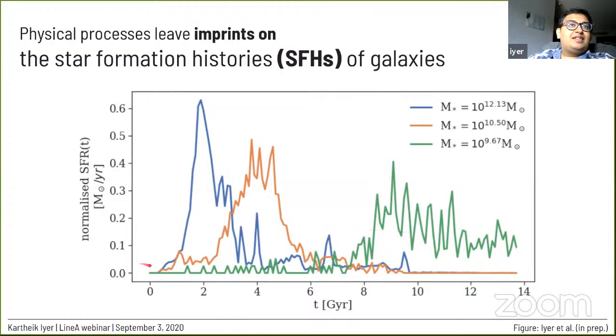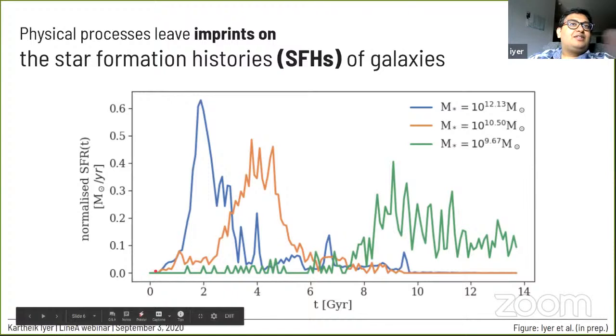One of them's really old. It formed most of its stars quite close to the Big Bang at high redshifts, and then it's not been forming very many stars since. The orange one is more intermediate aged, and the green curve shows the star formation history of a galaxy that's still actively forming stars.